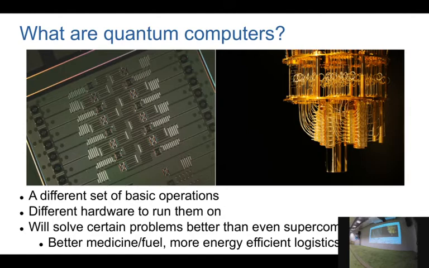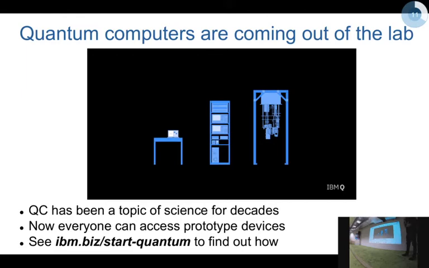So this means that, especially for the kind of problems where we find the speed up, the easiest ones are ones very close to the physics of the device, so things like simulating chemistry. Obviously everything's made up of molecules, so understanding molecules is helpful, and it means we can maybe find better medicines and better fuel. But it's also good for solving optimization problems, like coming up with more energy efficient logistics. So quantum computers are basically really good.